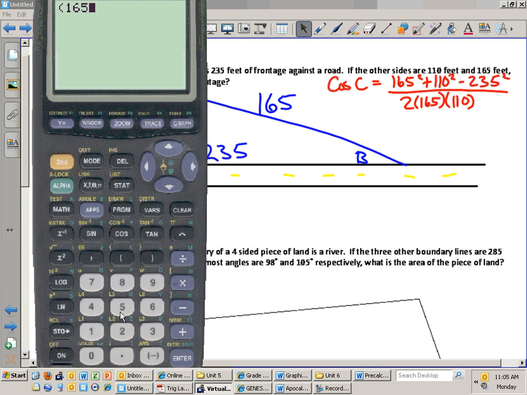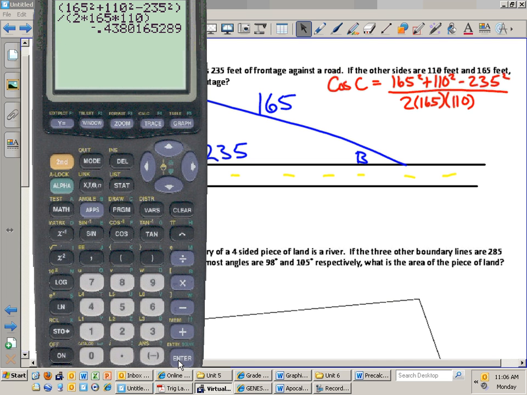Parentheses 165 squared plus 110 squared minus 235 squared. Parentheses divided by parentheses, 2 times 165 times 110, parentheses. And I get negative 0.3801. You tell me, if the cosine of something is negative, what does that tell us about the angle? Very good, Nathan. It's obtuse.